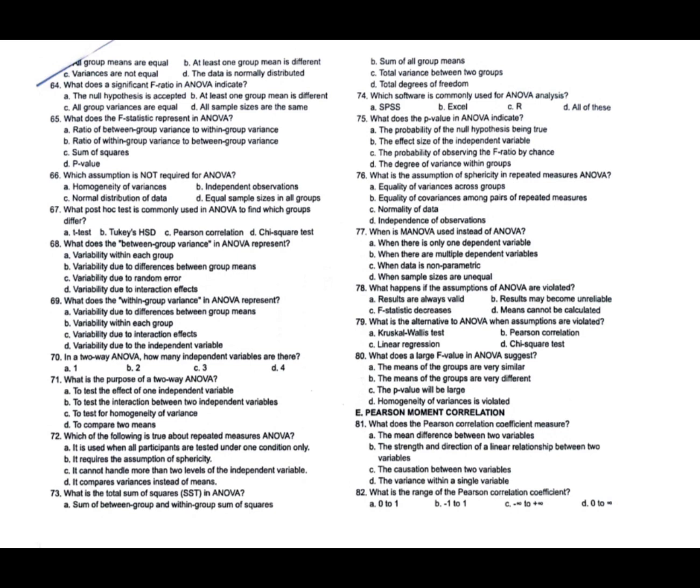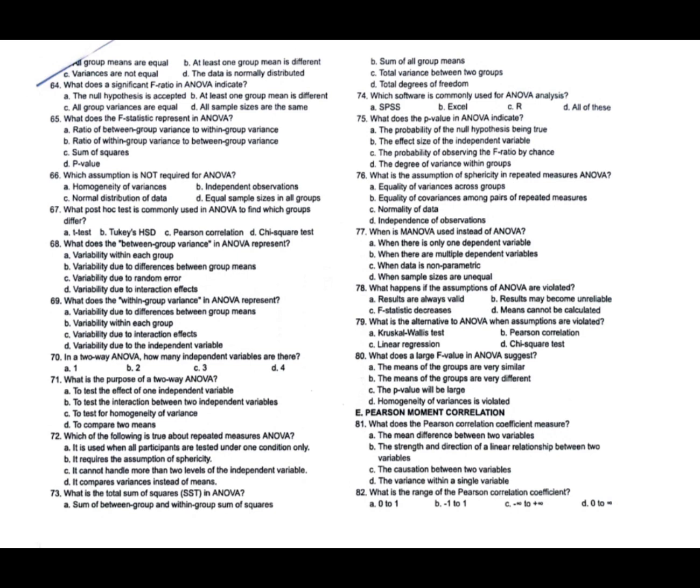What does the p-value in ANOVA indicate? It indicates the probability of observing the F ratio by chance. Letter D. 76. What is the assumption of sphericity in repeated measures ANOVA? So the answer is equality of the covariance among pairs of repeated measures.